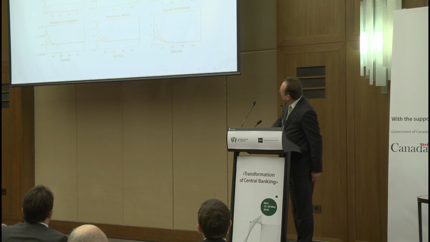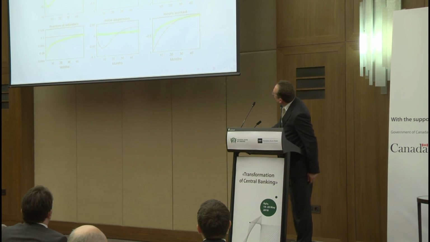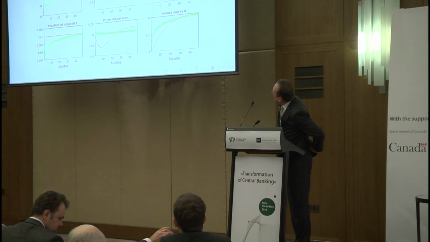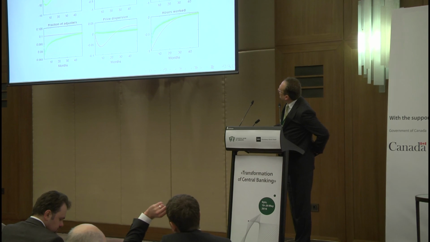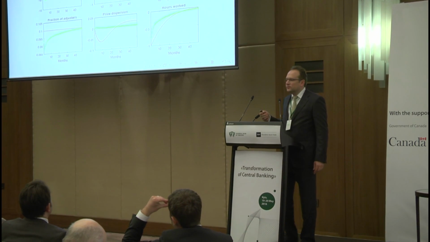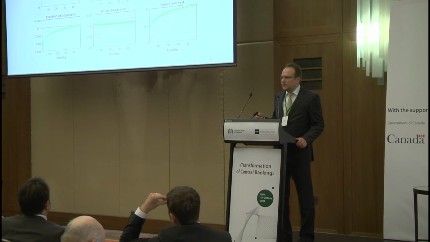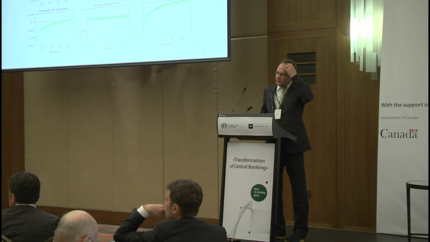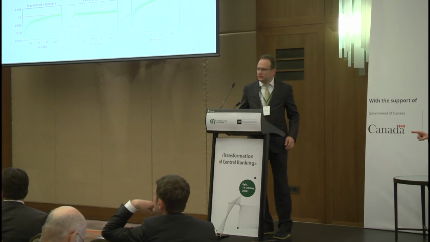So I think I have a slide at the end with a TFP shock. And with a TFP shock, it is always the case that with state-dependent pricing, there is more volatility in output, regardless of whether monetary policy leans against or doesn't lean against inflation.